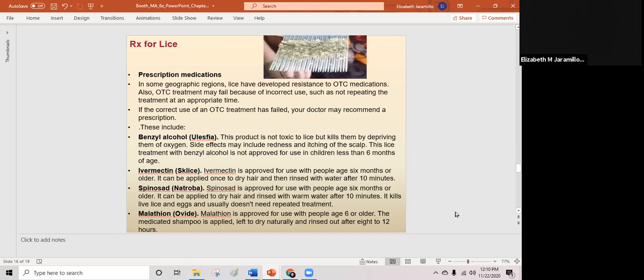Malathion. Malathion is approved for use with people aged 6 or older. The medicated shampoo is applied, left to dry naturally, and then rinsed out after 8 to 12 hours.